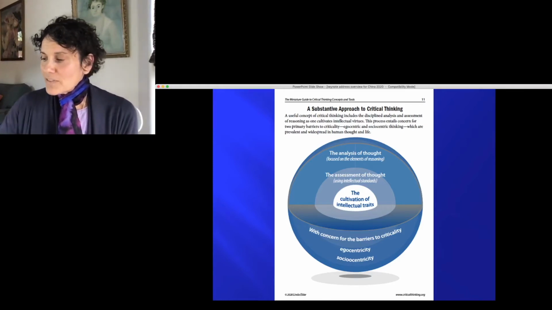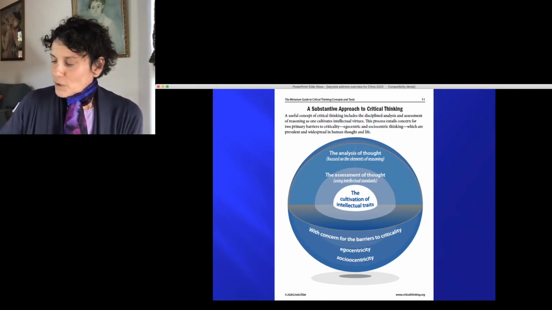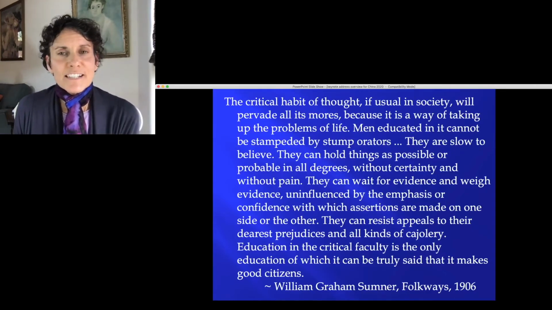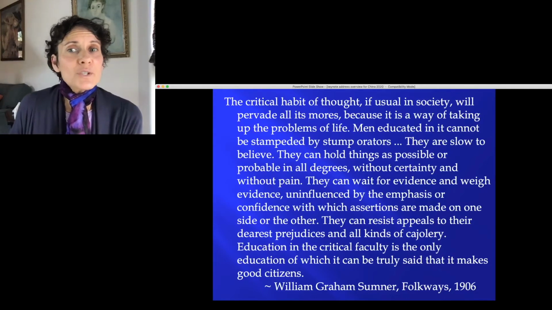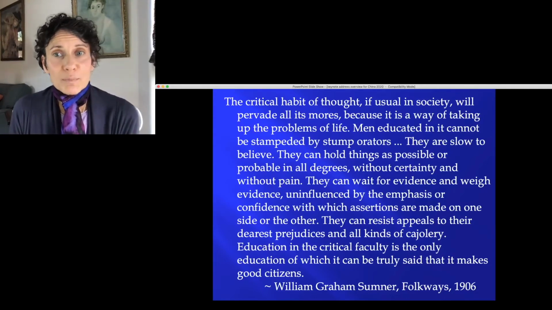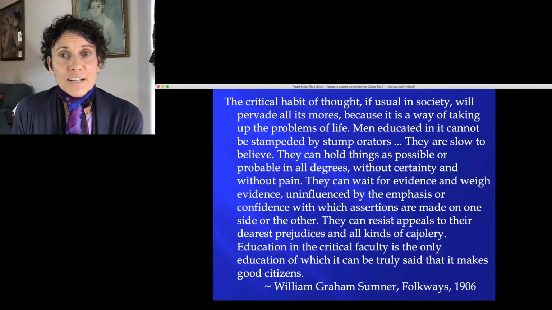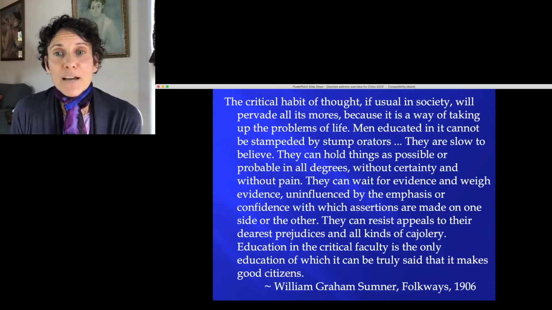And I will end with this quote by William Graham Sumner from Folkways, 1906. The critical habit of thought, if usual in society, will pervade all its mores, because it is a way of taking up the problems of life. Men educated in it cannot be stampeded by stump orators. They're slow to believe. They can hold things as possible or probable in all degrees, without certainty and without pain.